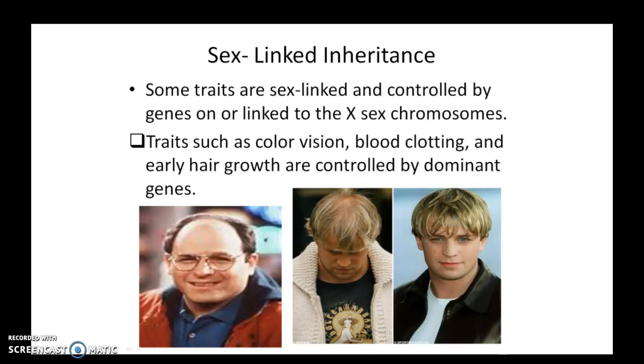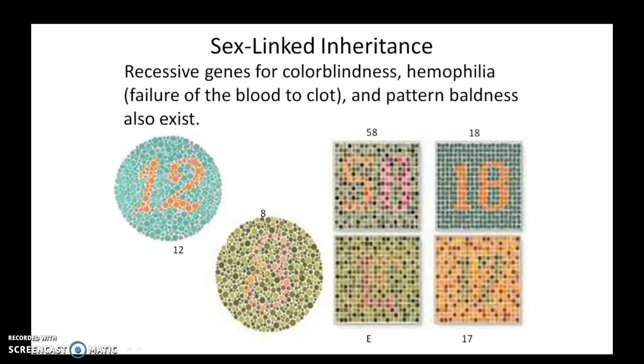Some traits are linked to these sex chromosomes, and they're typically linked to the X sex chromosome because the Y chromosome is actually very tiny. There's not a lot of genes that exist that are on the Y. So any sex-linked trait we're talking about is typically on the X sex chromosome. These are things such as color blindness, blood clotting, that hemophilia trait, and baldness, which is why you typically see males actually with these traits more often than you would see females. Recessive genes for color blindness, hemophilia, and pattern baldness also exist.